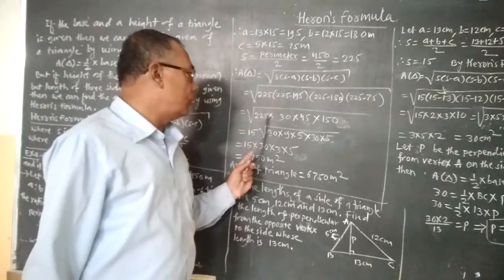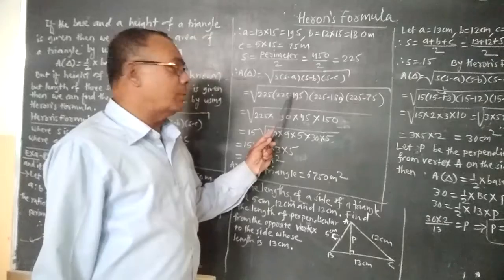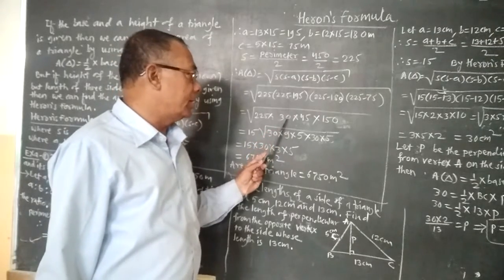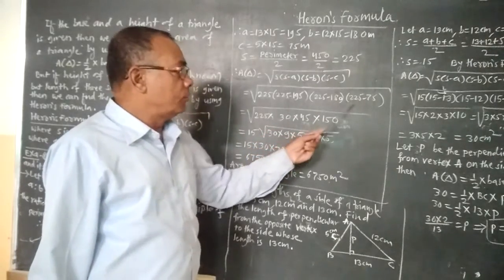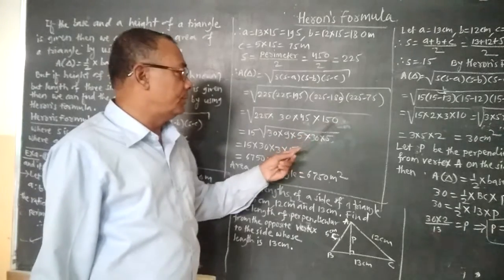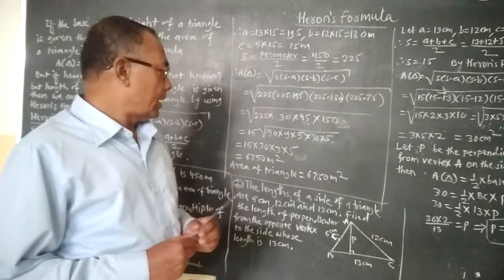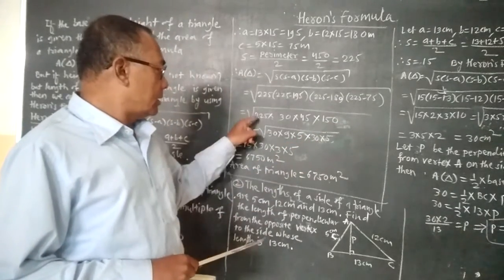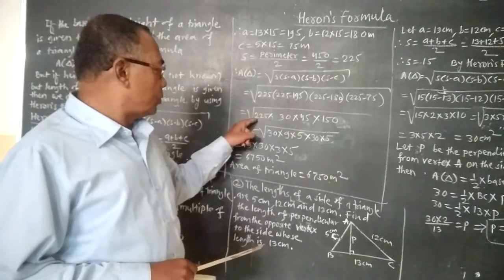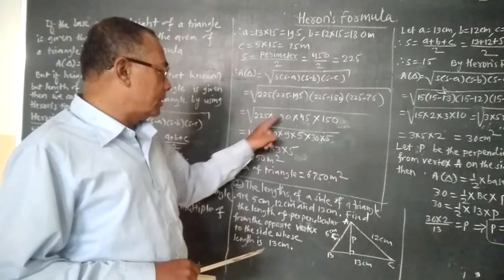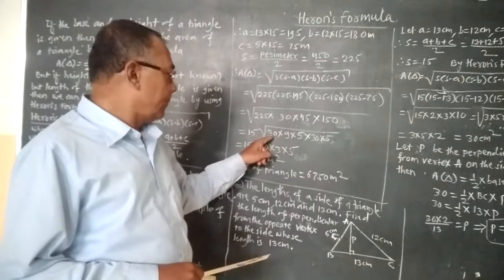Here 225 as it is. 225 minus 195 we will get 30, 225 minus 180 it will be 45, 225 minus 75 it will be 150. And now here, 225 means square root of 225 is 15. Here 13 I have written as it is.